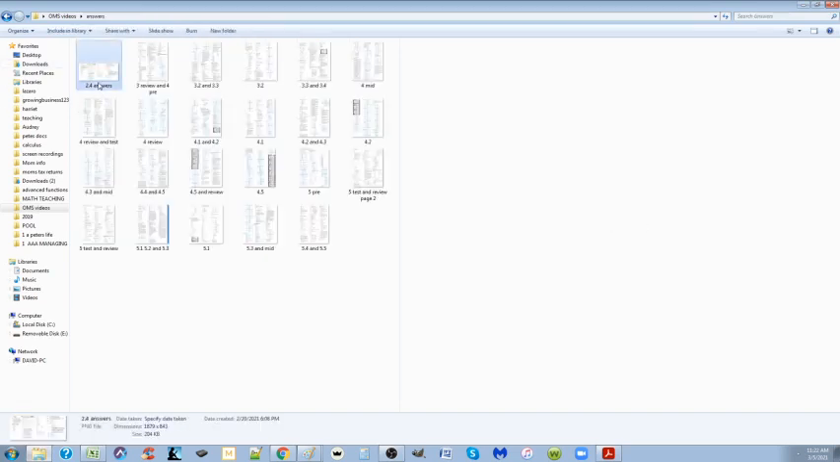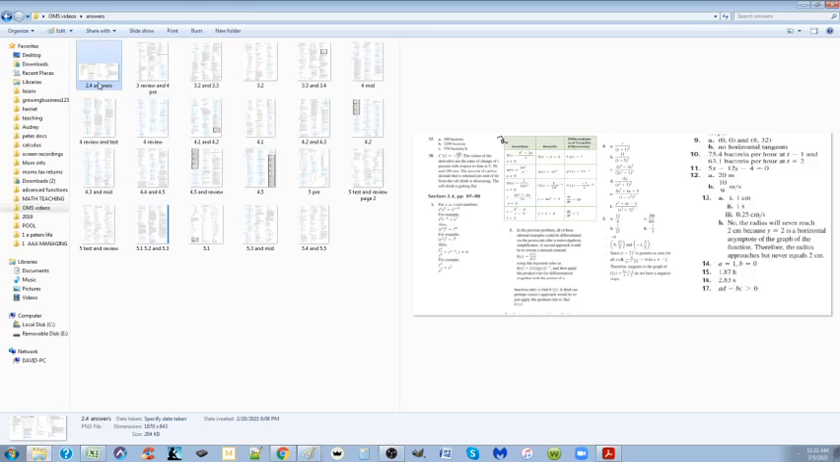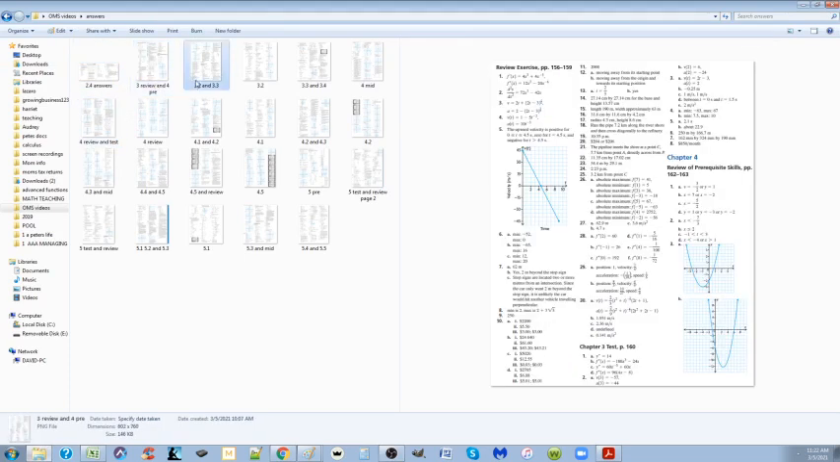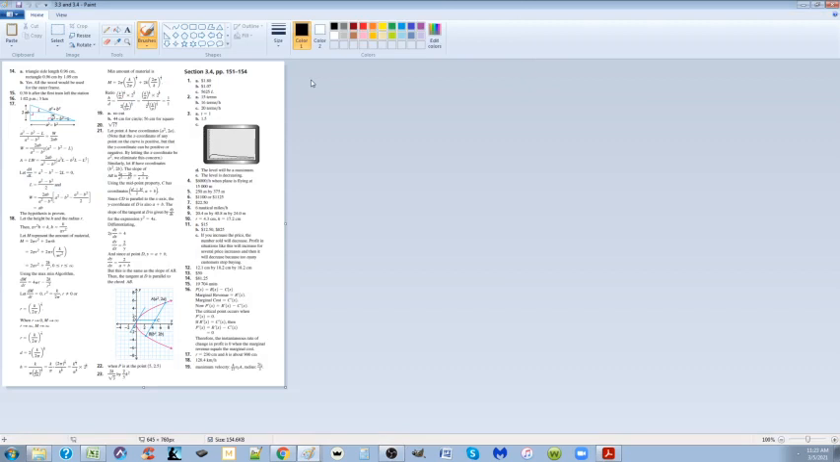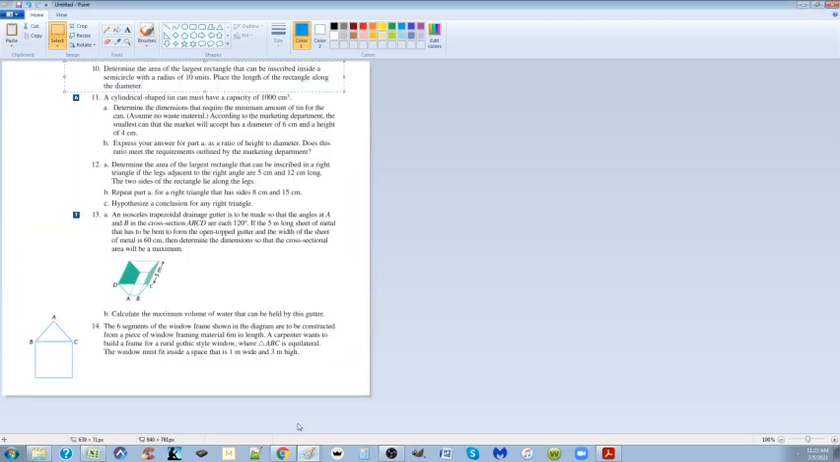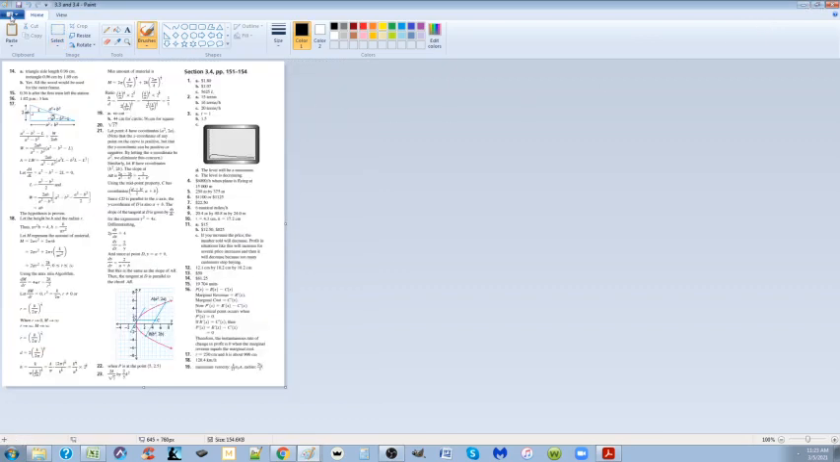So we're on 2.4, are we? Are we on 2.4? No, we're on 3. Where are we? 3.3? What question was this? 3.3. Come on. 3.3, number 10. I think I got to pull up the other one.